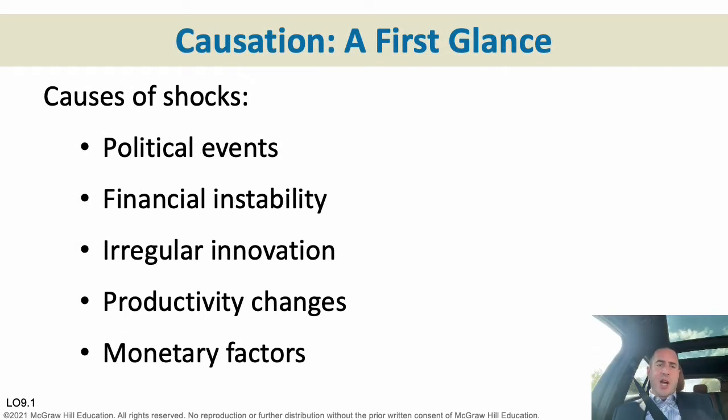So causes of potential shocks can be political events, financial instability, irregular innovation, productivity changes, and monetary factors. Examples, unexpected changes in resource availability or unexpected changes in the rate of technological change can affect productivity as well. And that can be a big driver, right? And it's very nuanced because it can be many different things, and it can also be like nothing you can think of today. As the economy adjusts to political events like peace treaties or war, economic strains can occur.